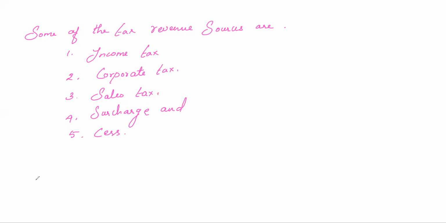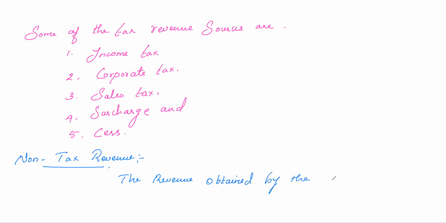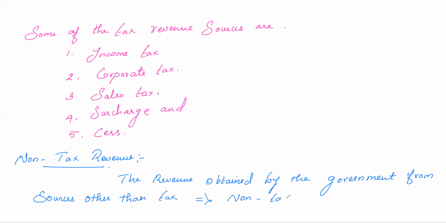Okay, that's all. So next heading is non-tax revenue. So what do you mean by non-tax revenue? Non-tax revenue is obtained by the government from sources other than tax. Okay. So the revenue obtained by the government from sources other than tax is called the non-tax revenue.